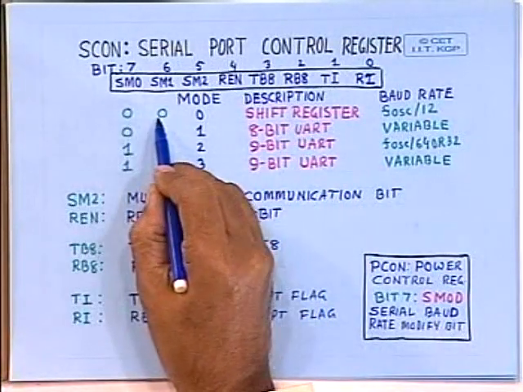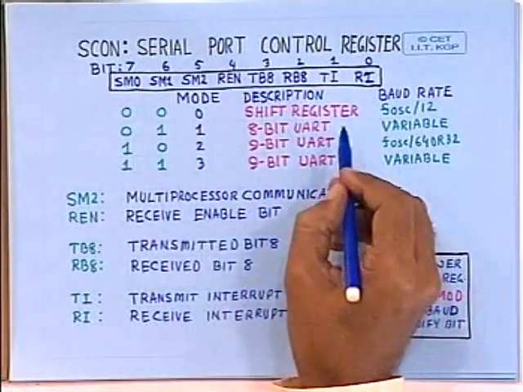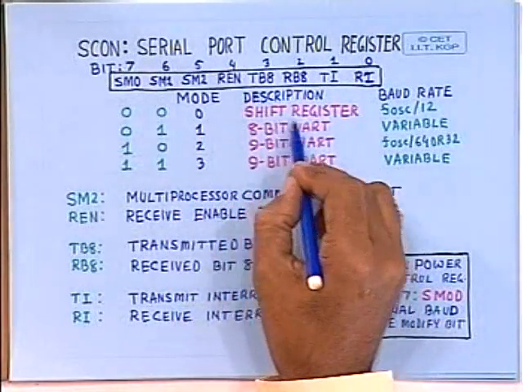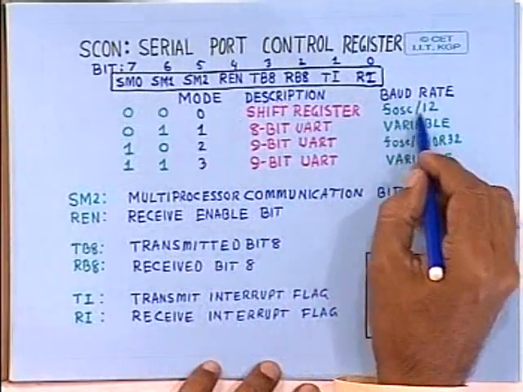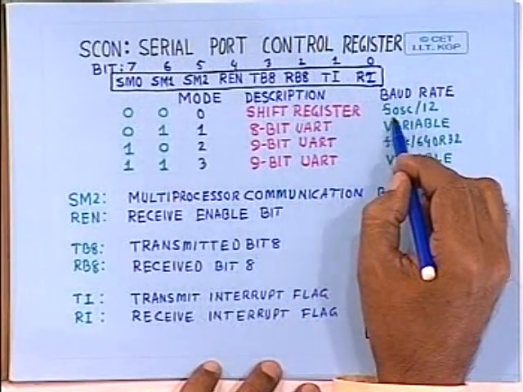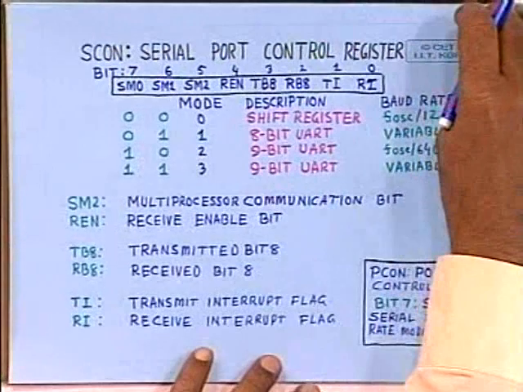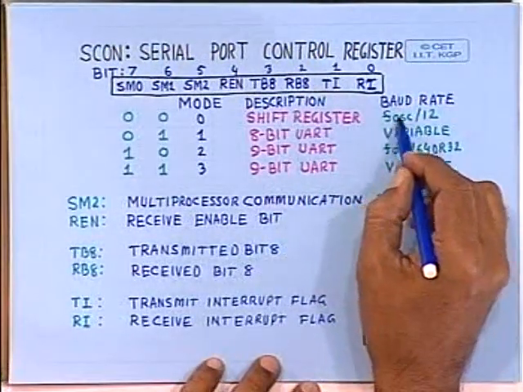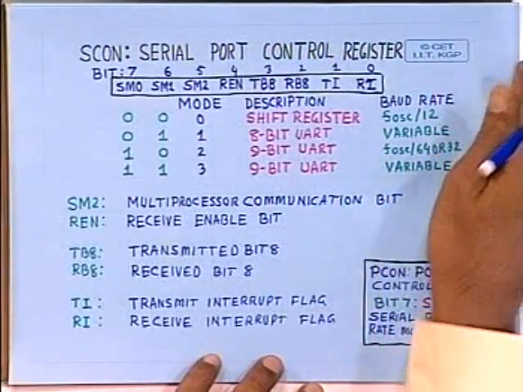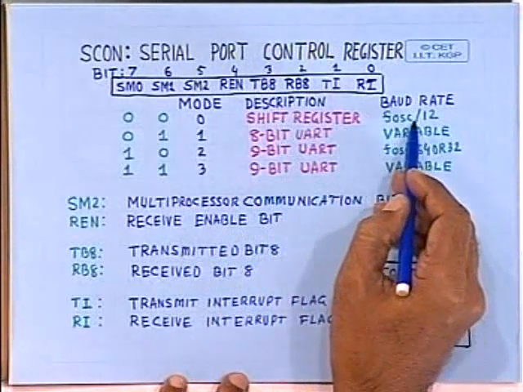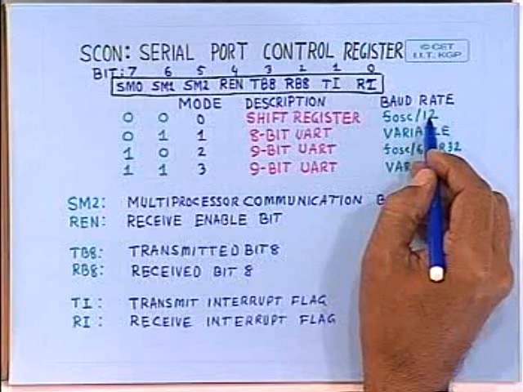Whenever these two bits are 00, the device acts in serial mode, which is typically known as the shift register mode of operation. As we shall see, the baud rate in this case is the frequency of the oscillator divided by 12. That means if you use a 12 megahertz clock frequency, your baud rate will be 1 megabit per second. So in this mode you can communicate at a high rate.